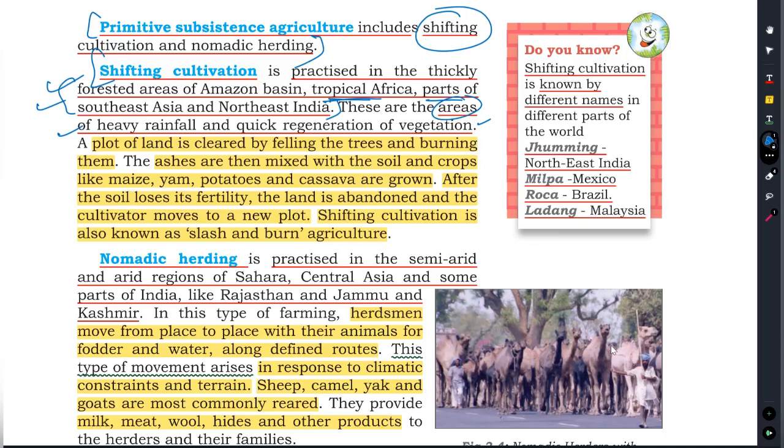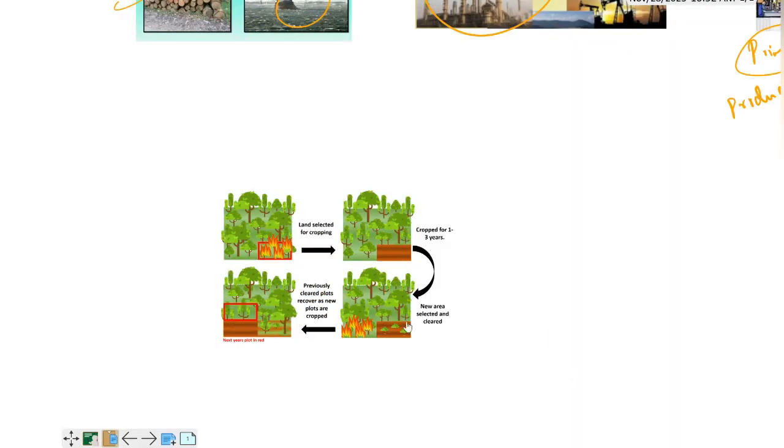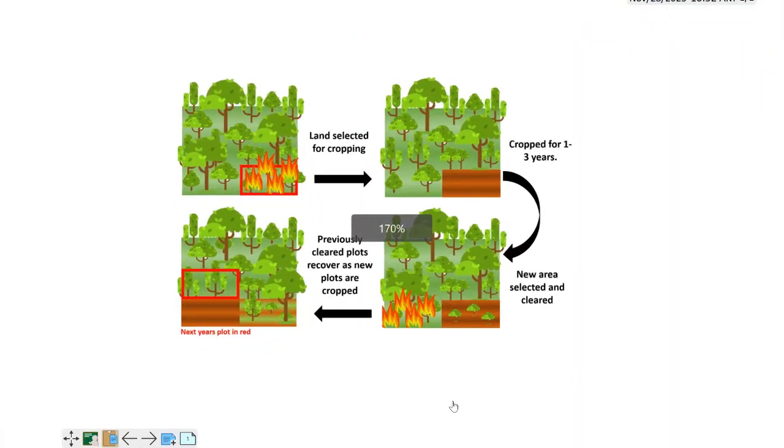What is the process involved in shifting cultivation? A plot of land is cleared by felling the trees and burning them. Then the ashes are mixed with the soil, and crops like maize, yam, potatoes and cassava are grown here. I will show you in the picture. Here you can see a part of the land is selected and cleared, then it is burnt, the ash is mixed with the soil, and then this part of the land is used for cultivation of crops.